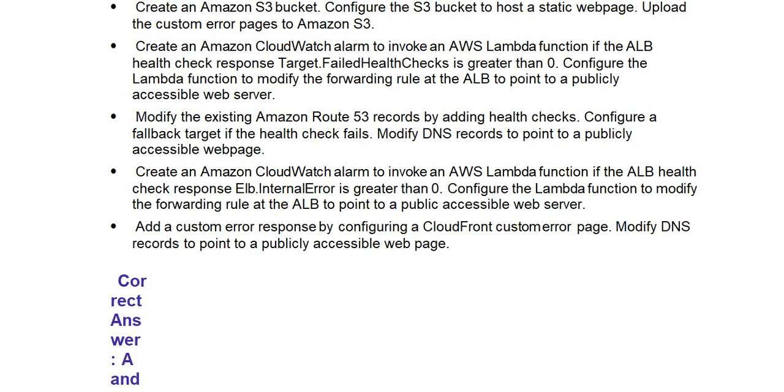Option D, create an Amazon CloudWatch alarm to invoke an AWS Lambda function if the ALB health check response ELB internal error is greater than 0. Configure the Lambda function to modify the forwarding rule at the ALB to point to a publicly accessible web server. Option E, add a custom error response by configuring a CloudFront custom error page. Modify DNS records to point to a publicly accessible web page.